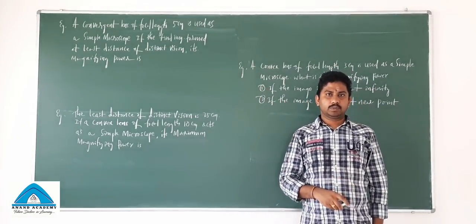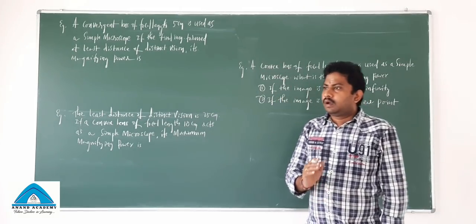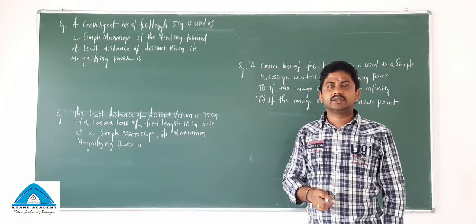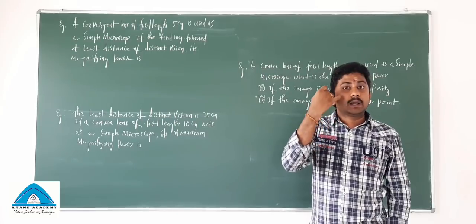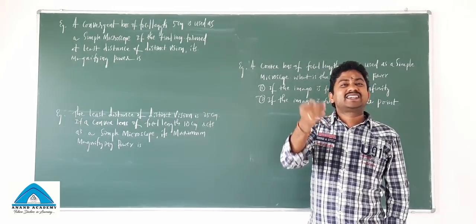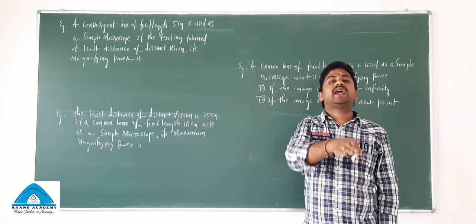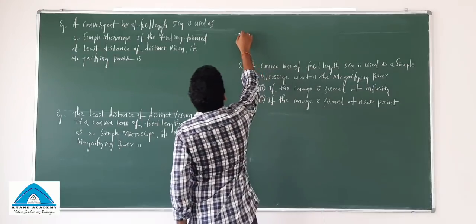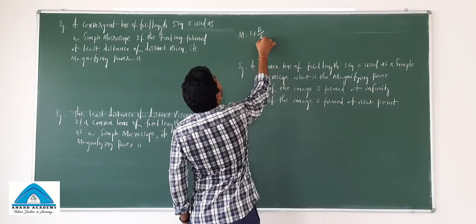simple microscope. Before moving into the numericals, let's see the formulas. Let us revise the formulas, whatever we had learned. There are only two formulas. When the object is kept between F and O, the image can be formed at D, the near point. So, in that case, angular magnification is 1 plus D by F.